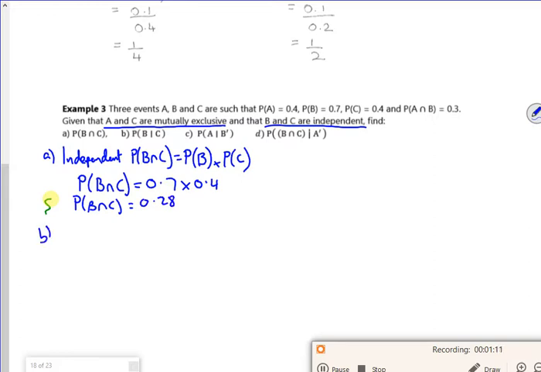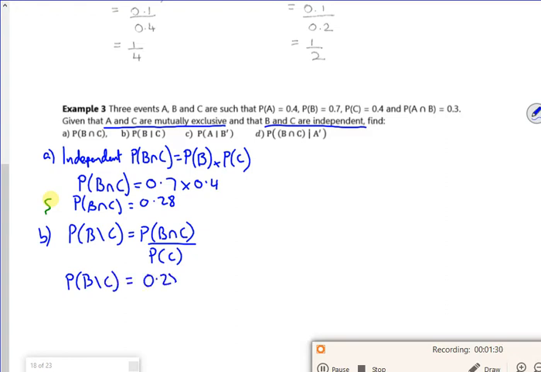B says the probability of B, given that C has occurred. So that's B and C. And then what am I choosing out of? I'm choosing out of C, so C goes on the bottom. So B given that C has occurred is B and C, which is my 0.28 from before, divided by C, which is 0.4. What's that going to get us? 0.28 divided by 0.4 is 0.7. There. Now that's quite interesting, that really.